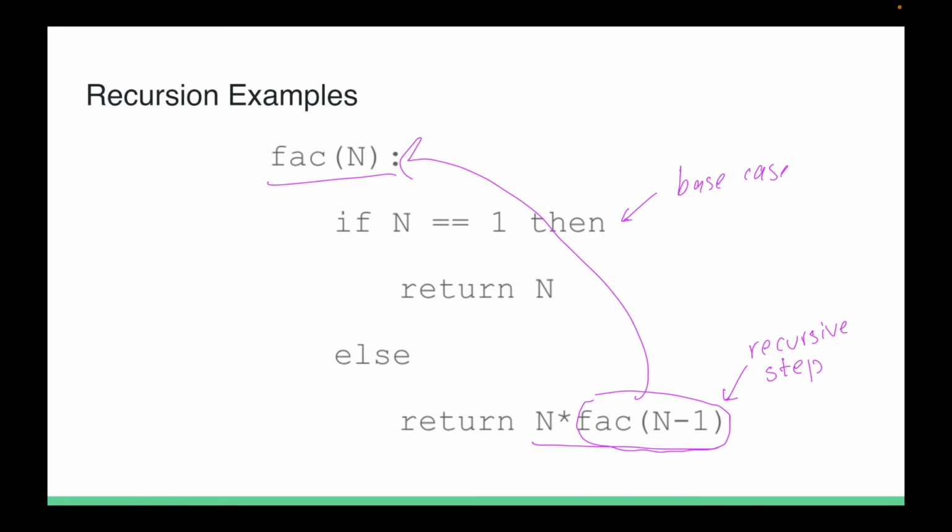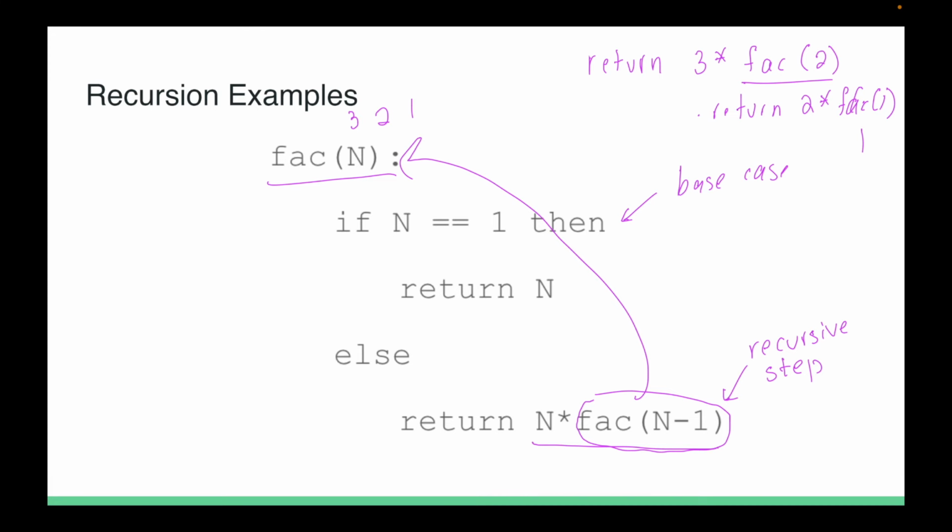So right here, for example, if we input 3, we're going to have return 3 times fac 2. Then we're going to put 2 in here, for this part right here. So then we're going to have 2, and we check, is 2 equal to 1? No. So we're going to return 2 times fac 1. Now we've got fac 1, we put 1 in here, and we say if n equals 1, then return n, which means we're actually going to return 1 this time, because our input is just 1. So fac 1 is 1.